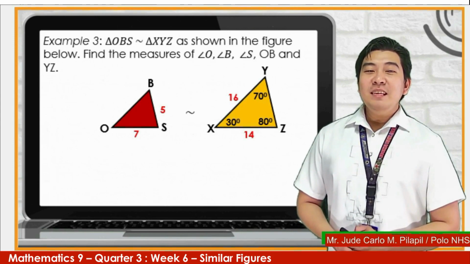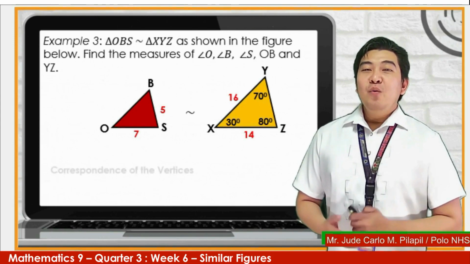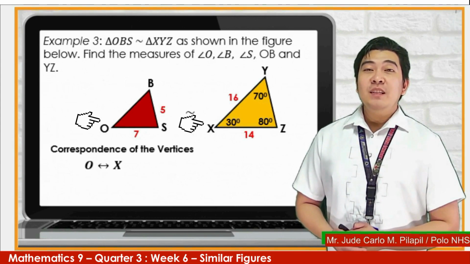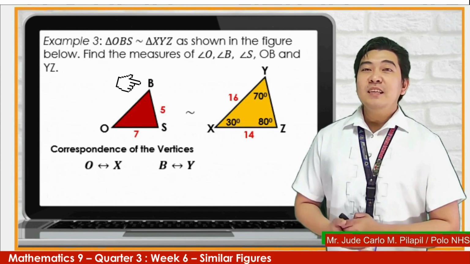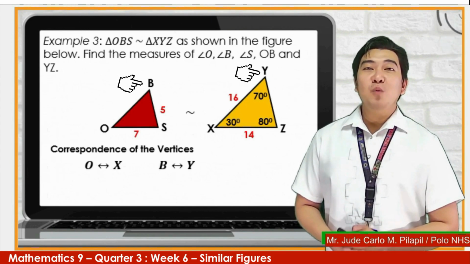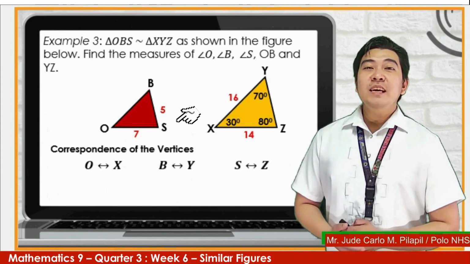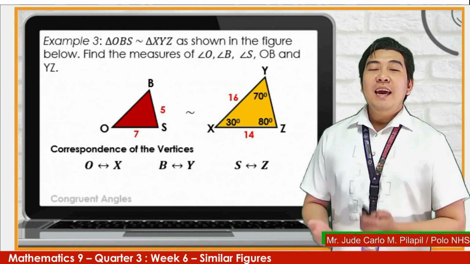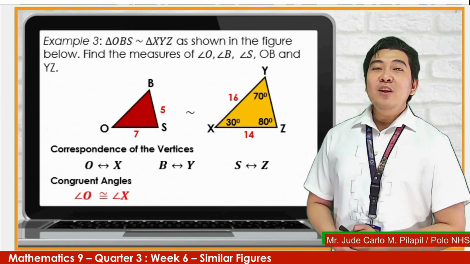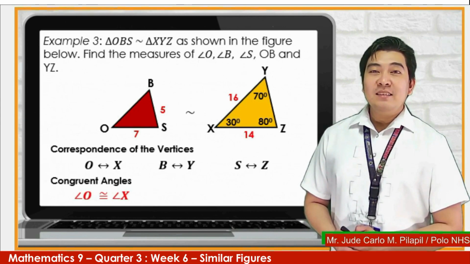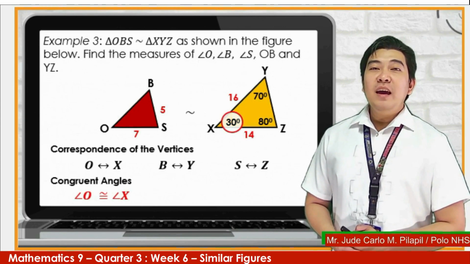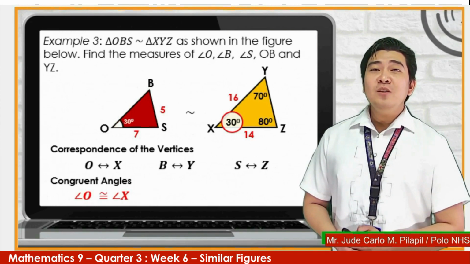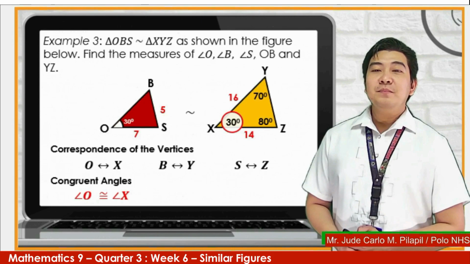From the similarity statement and the figures, we can say that vertex O corresponds to vertex X, vertex B corresponds to vertex Y, and lastly, vertex S corresponds to vertex Z. Hence, we can say that angle O is congruent to angle X. If angle X is 30 degrees, we can say that angle O is also 30 degrees.